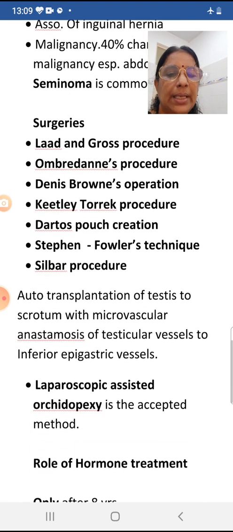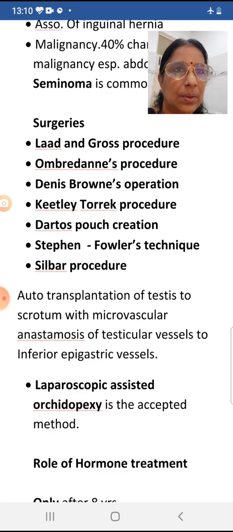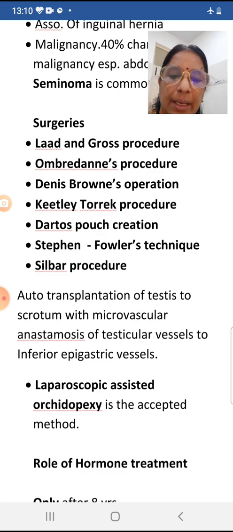Then what we do in Silber procedure is you cut the testis with its blood supply and do autotransplantation in the scrotum, with microvascular anastomosis of testicular vessels to the inferior epigastric vessels. So at that time there is no need of any tension or traction or something like that. From the abdominal cavity you take out the testis along with its blood supply and the vas deferens, and you implant it in the scrotum, with microvascular anastomosis, and the vas to vas you can anastomose it. So the blood supply is maintained by doing microvascular anastomosis.